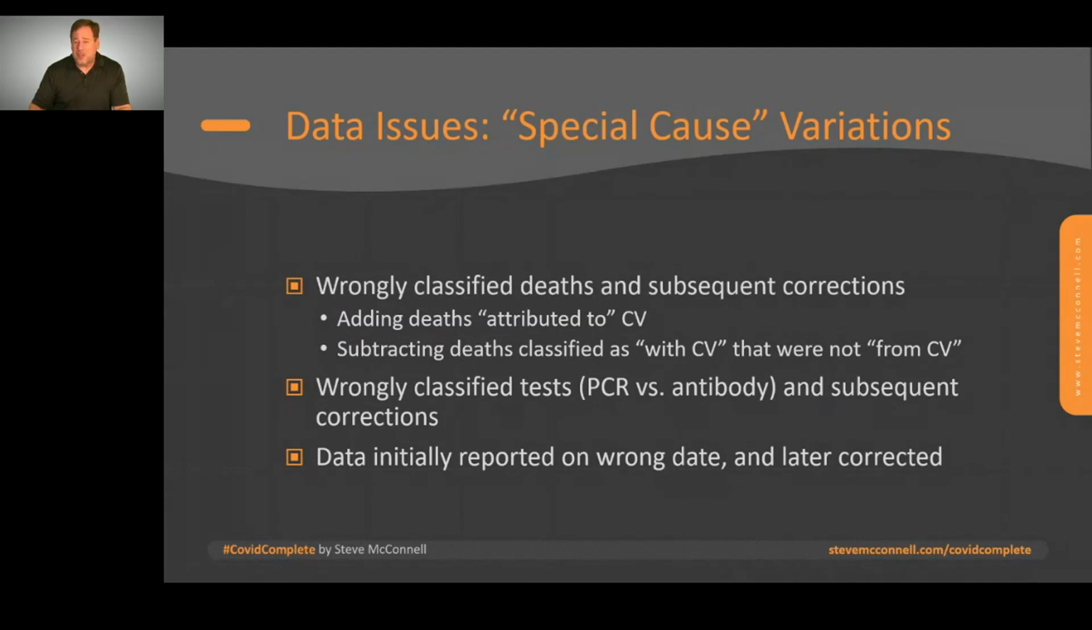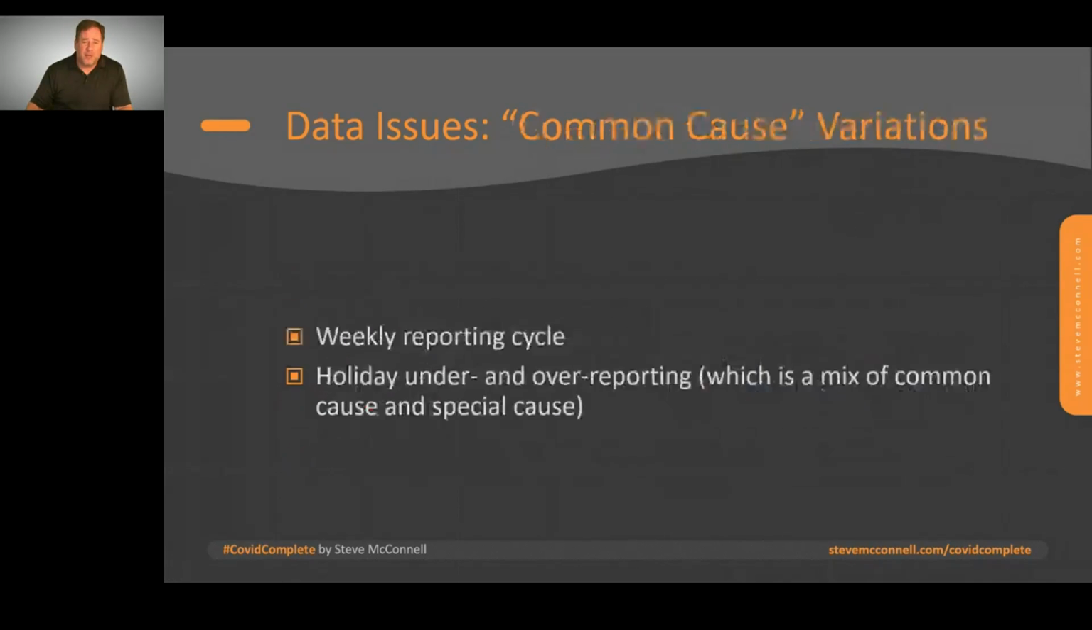And so what I would say is that I go back to Deming on this and say this really looks like special cause and common cause variation to me. We have special cause variations, including deaths that have been wrongly classified, that get reclassified later, either previously classified as COVID, later classified as not from COVID, or vice versa. We've had the wrong kind of tests dumped into the data pool, where we get antibody tests combined with PCR tests and then either backed out later or added back in later. We get lots and lots and lots of data that's reported on the wrong date and corrected later.